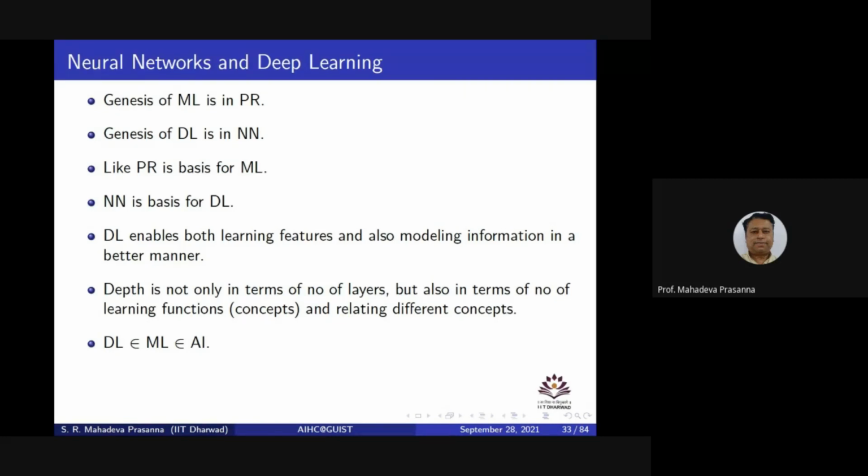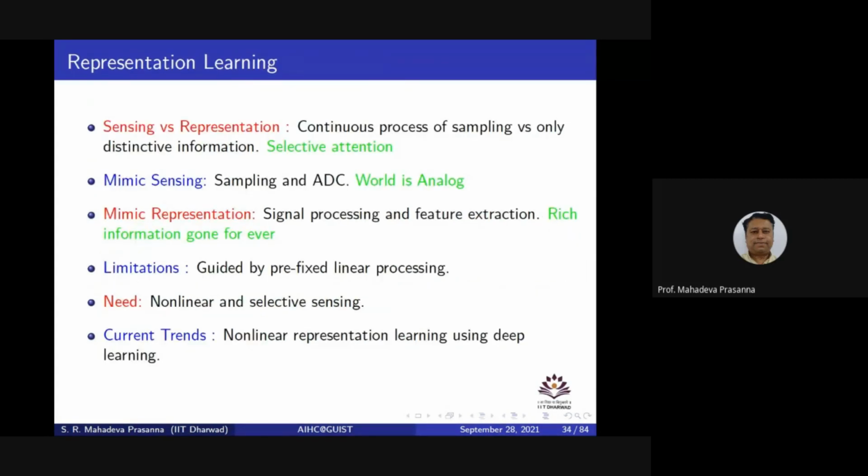That's where, even though publications are there, it did not get the attention that was expected. Now, with this computing infrastructure, we have a large amount of digital data. Since they are data hungry models, now we are able to demonstrate their usefulness. I have mentioned that when I take deep learning, depth is not only in terms of number of layers, but also in terms of the number of learning functions or concepts that we are learning when you have more layers in the deep learning model.